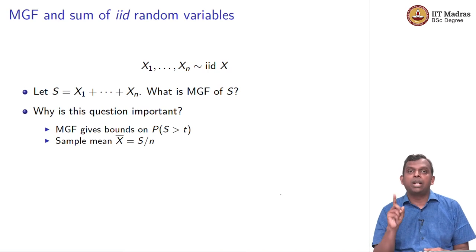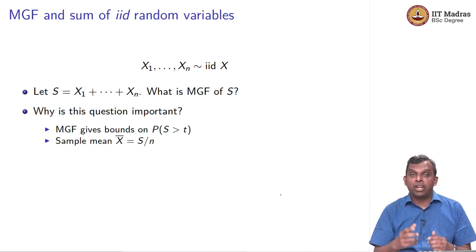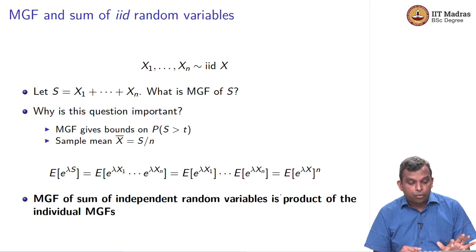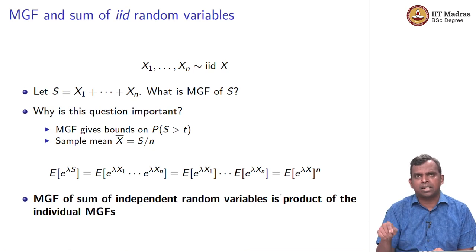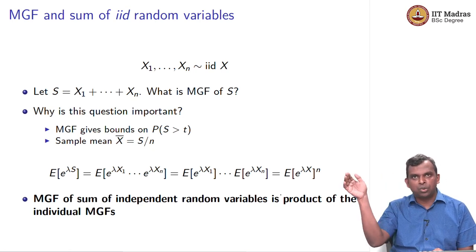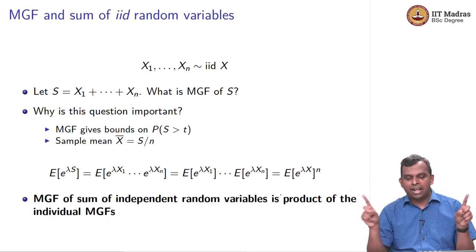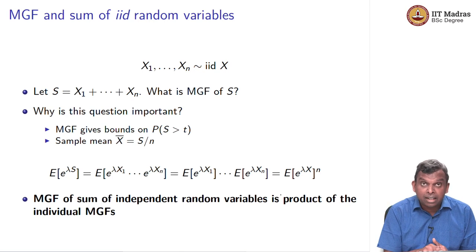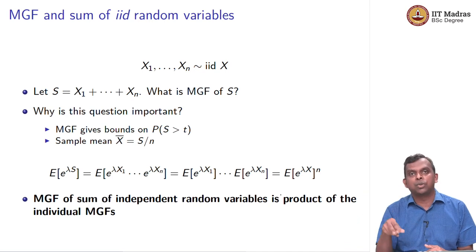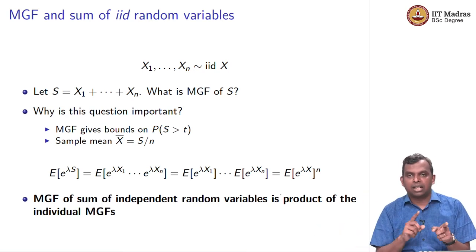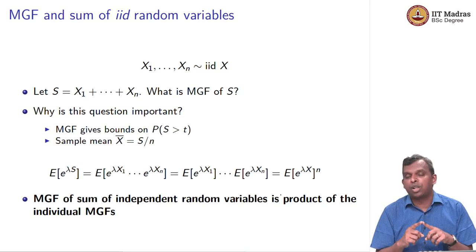Now it turns out that sums of independent random variables and moment generating functions were made for each other. They work so well together, and you can see why. It's not very hard to see. If you take the expected value of e power lambda S, you get the product e power lambda X1 times e power lambda X2 times so on till e power lambda Xn. Why? Because instead of S, you put X1 plus X2 and so on, and you get e power lambda X1 plus lambda X2, etc. Then you can just write it as a product. Now this is the expected value of a product of independent random variables, which becomes equal to the product of the individual expected values. This can be interchanged if the random variables are independent. If they are not independent, you can't do it.